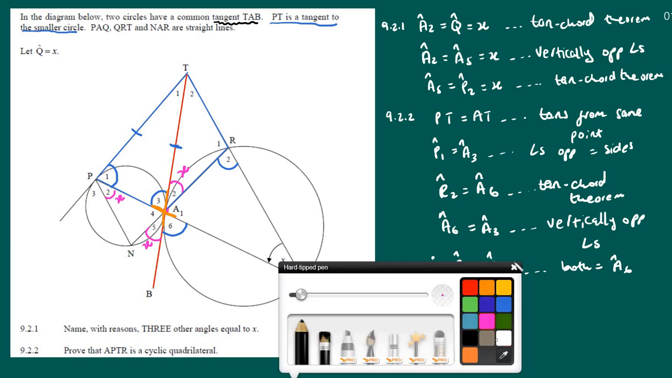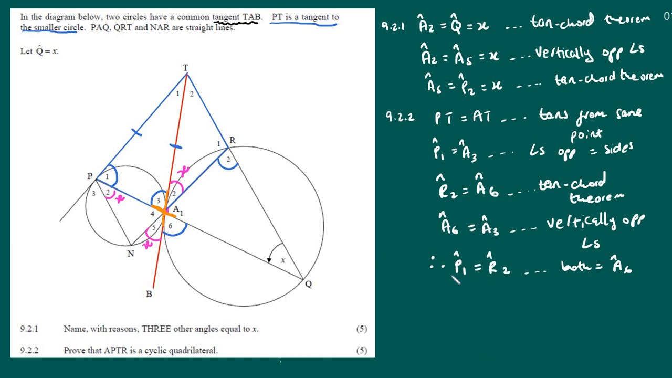Yes, sir. Right. So because P1 is equal to R2, then we conclude, therefore, that APTR is a cyclic quad. Then your reason will simply be, remember that this is an exterior angle of a cyclic quad. So you just put converse exterior angle of your cyclic quad. Then you have proved it.